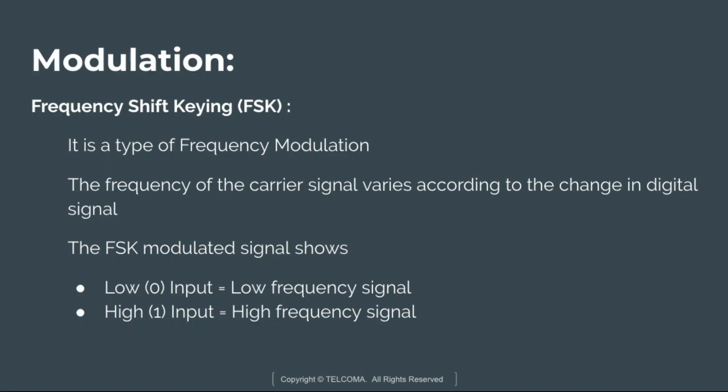Next we are going to discuss FSK. So this is a frequency modulation, and the frequency of the carrier signal varies in accordance with the change in the digital signal. So the FSK modulated signal shows that the low input will show the low frequency signal and high input will show the high frequency signal. Here the binary 1 and 0 are also called mark and space frequencies. So this is used in the modem for telemetry systems.